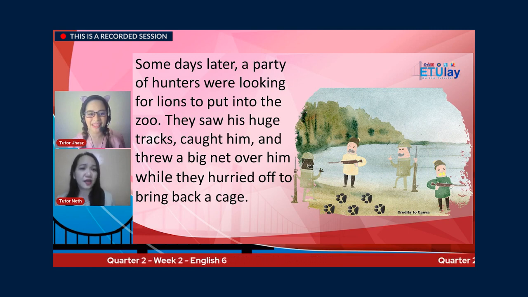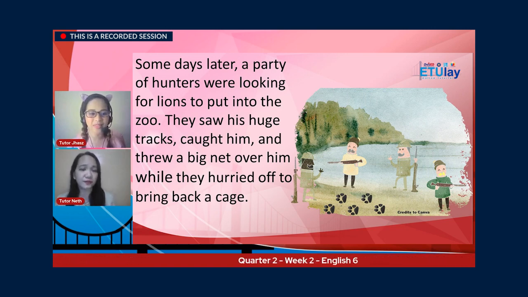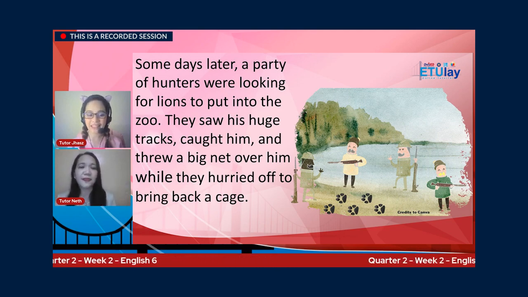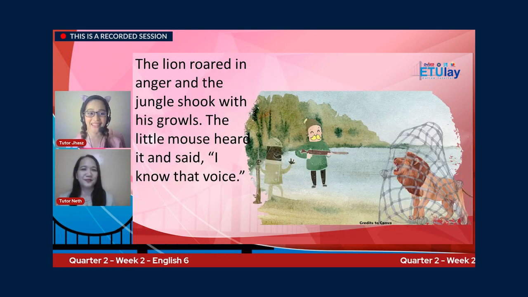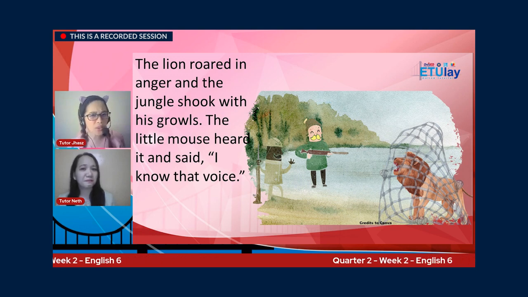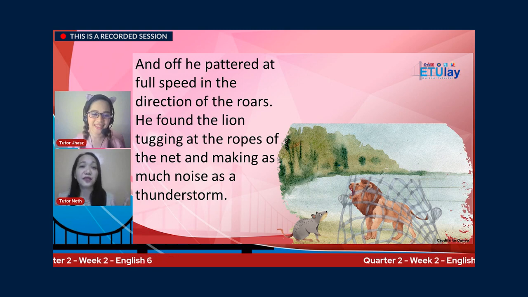Some days later, a party of hunters were looking for lions to put into the zoo. They saw the huge lion, caught him, and threw a big net over him while they hurried off to bring back a cage. The lion roared in anger and the jungle shook with his growls. The little mouse heard it and said, "I know that voice." And off he puttered at full speed in the direction of the roars.